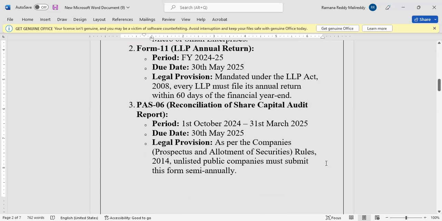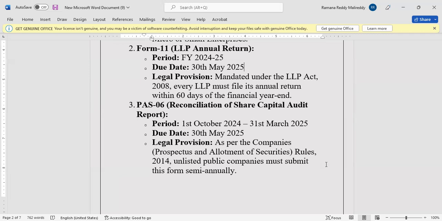Another form, PAS 6. This is the reconciliation of share capital audit. Reconciliation of share capital audit report, Form PAS 6. This is to be filed once in 6 months. This is a half-yearly return. Period 1st October 2024 to 31st March 2025. The due date is 30th May 2025.